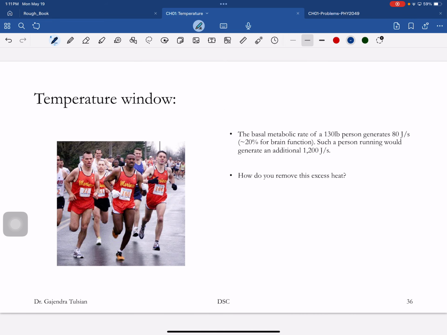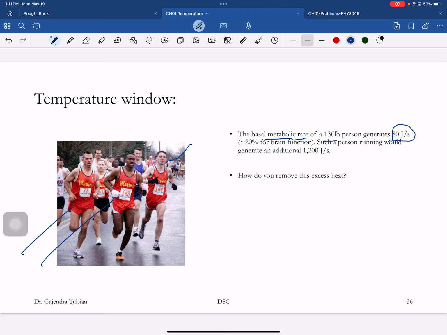Okay, so what is this? This is a thermodynamic system. This is a pretty amazing thermodynamic system. The basal metabolic rate of a thermodynamic system is 80 joules per second.